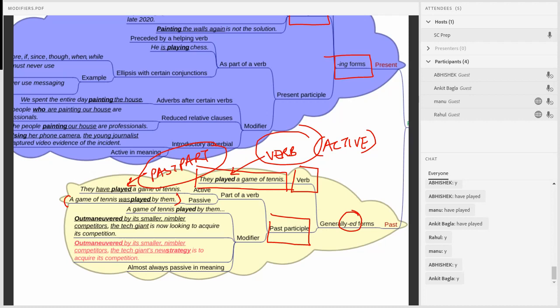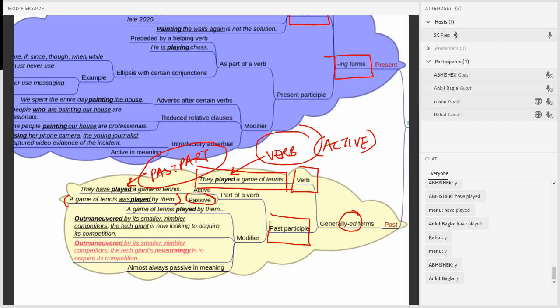Which brings us to past participle modifiers. Now, you notice I've written passive over here, right? A game of tennis was played by them. Now, when you are in that passive meaning and you drop all the helping verbs, then you are left with a past participle modifier. A game of tennis was played by them. Was played is a complete verb, passive. And if you are in the passive and you drop all the helping verbs, like you can drop was over here, you will end up with a past participle modifier.